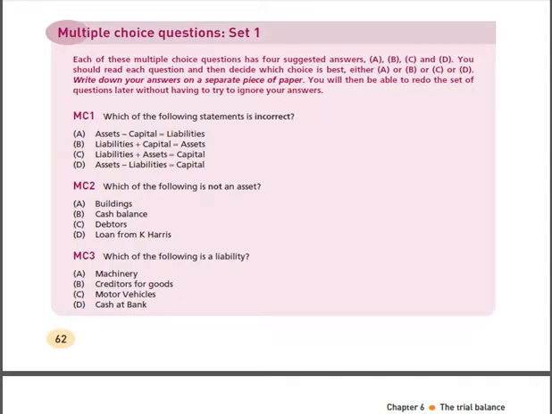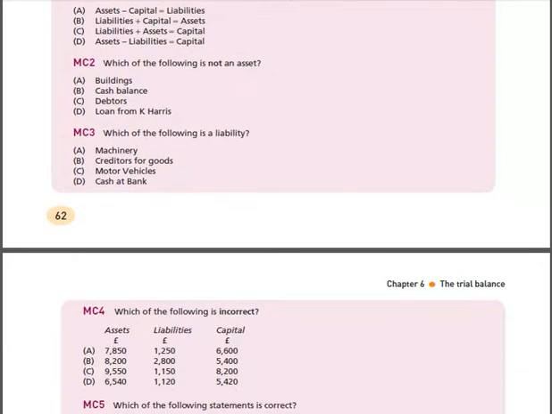The second one, which of the following is not an asset? We did this in chapter 2, the different types of assets, and you should know by heart at least five of each. The asset examples you'd know more because there are more. There are many assets, but for liabilities, you should at least know three of the different examples. So here, buildings, cash balance, debtors, they all look like assets. Loan from K Harris. Loan is sort of a liability. We owe it to some other person, which means we don't own it. We owe it. So D is the wrong answer.